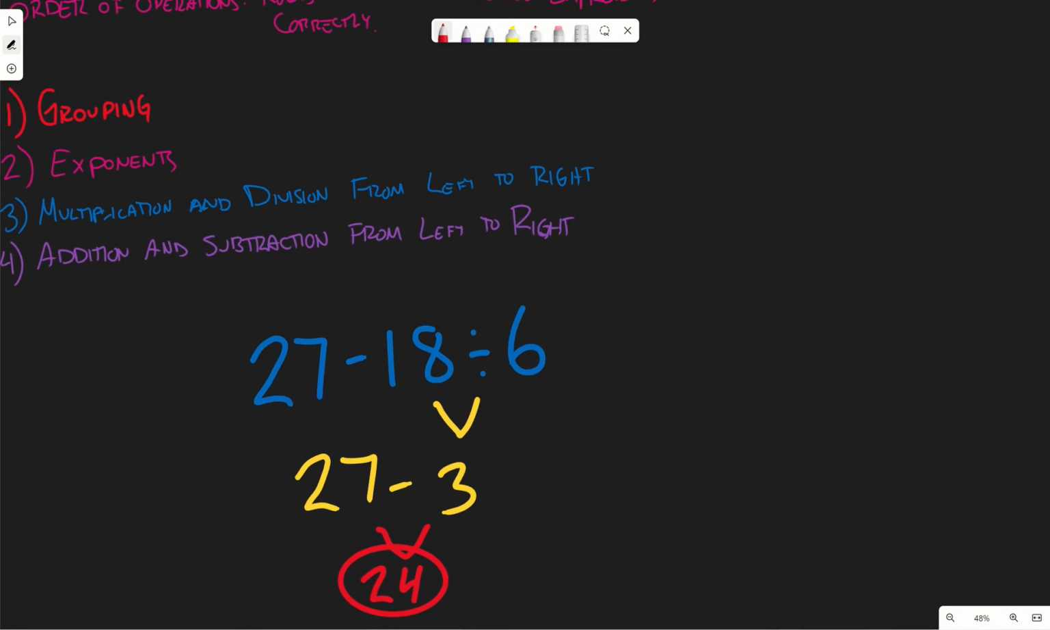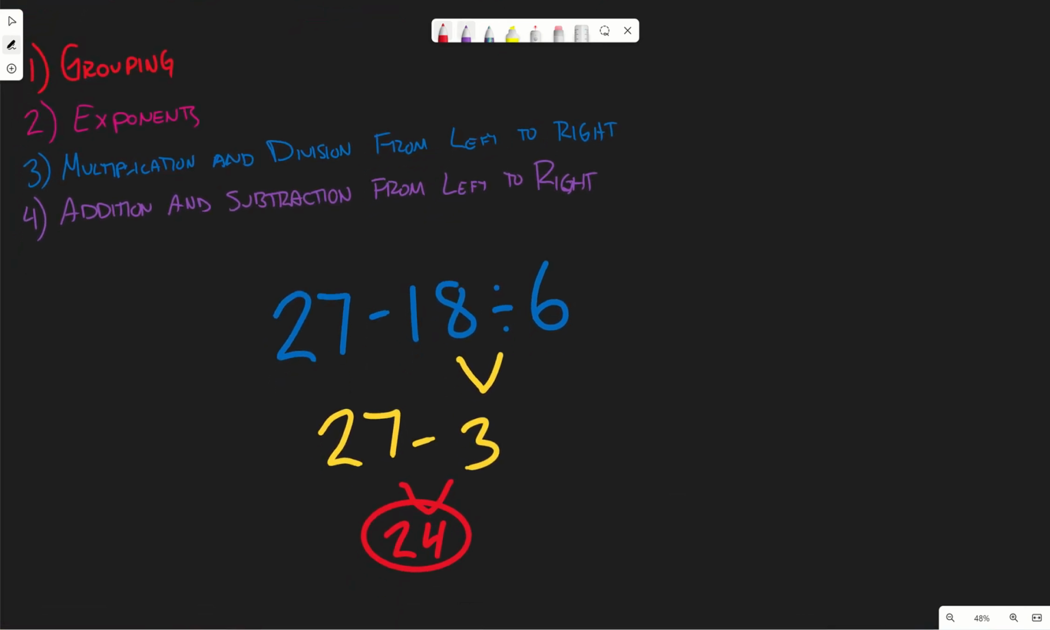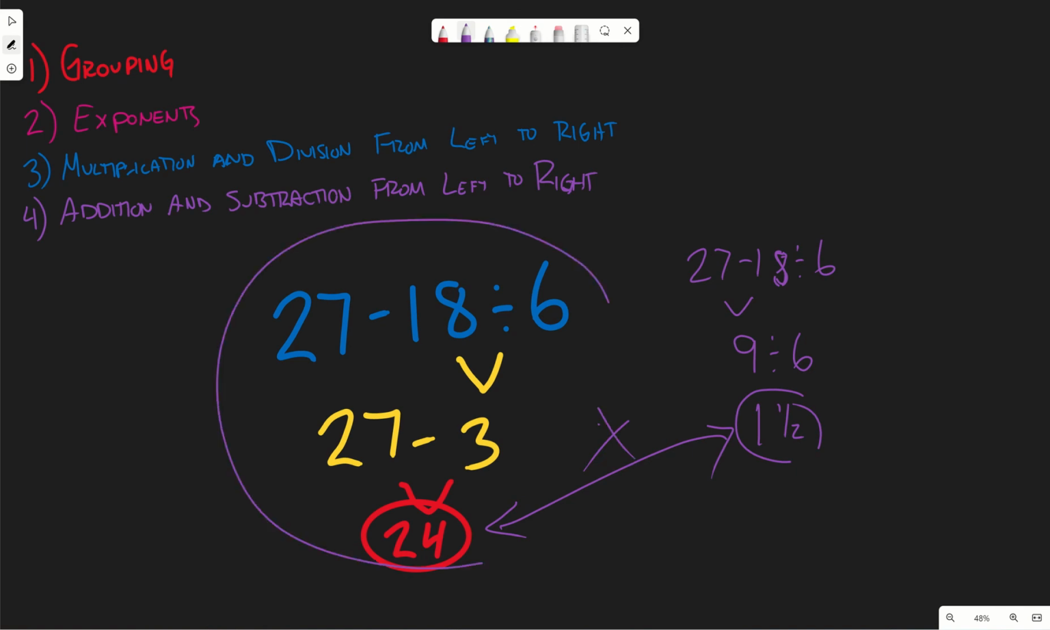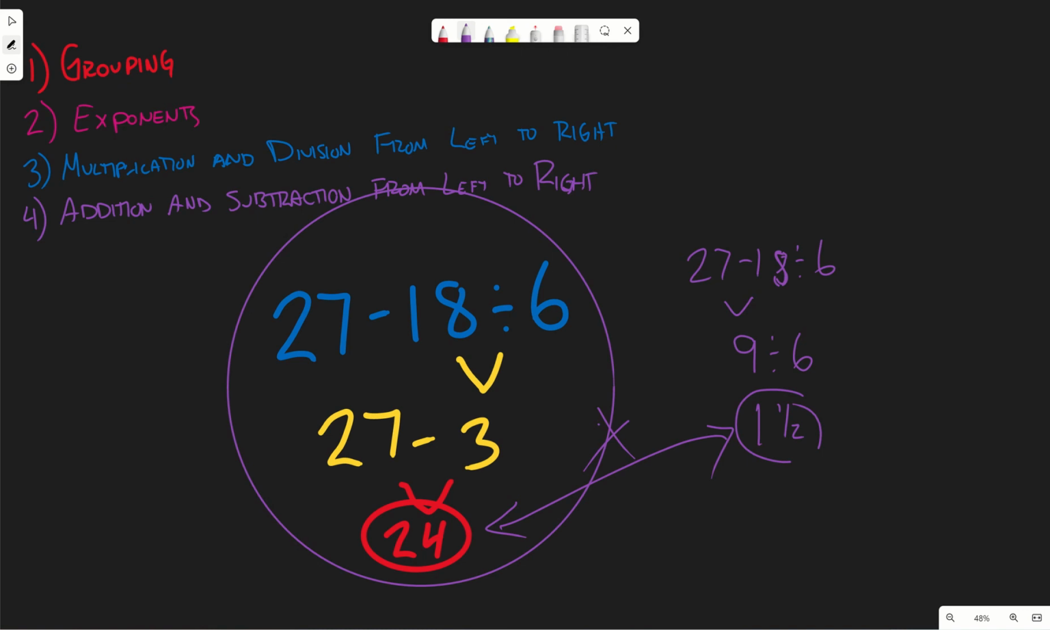If I would have just looked at this problem and done it the wrong way, something like 27 minus 18 divided by 6, I would get 27 minus 18. I would just maybe do that first, get 9 divided by 6 would be 1 and 1/2. These two numbers are not the same. I want my numbers to be the same. So to get my numbers the same, I need to make sure to follow my order of operations.